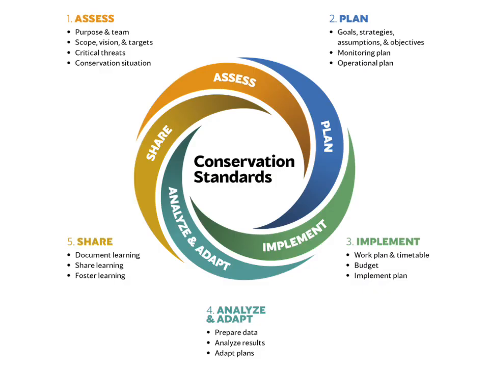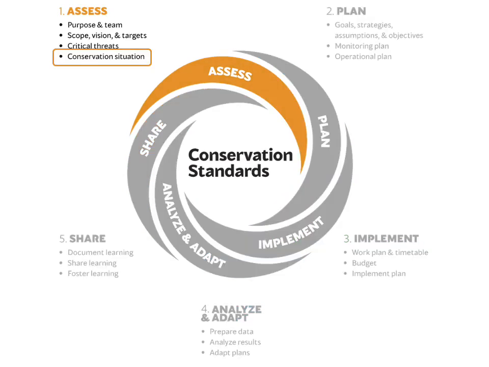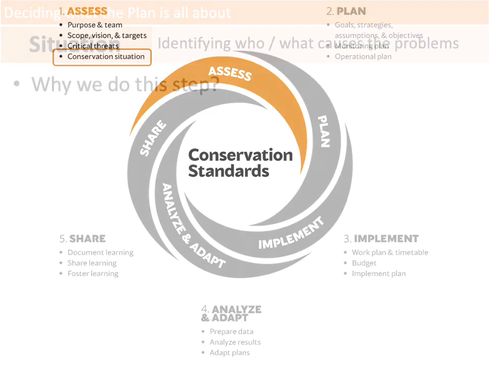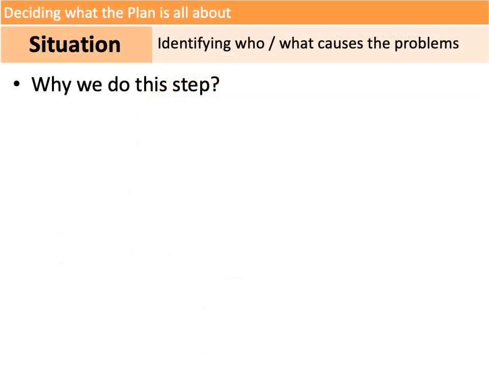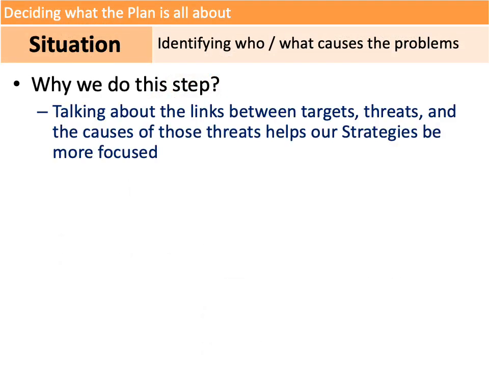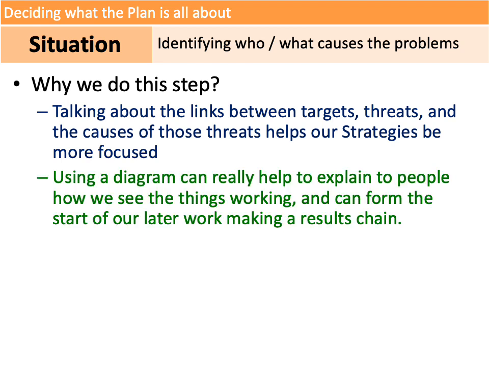So where are we up to? We're still assessing our plan and thinking about what's happening around us, so thinking about that situation. But we are on the last step of the assess process. So why do we do this step? We're really thinking about the links between targets, threats, and the causes of those threats. And this really helps our strategies get more focused.